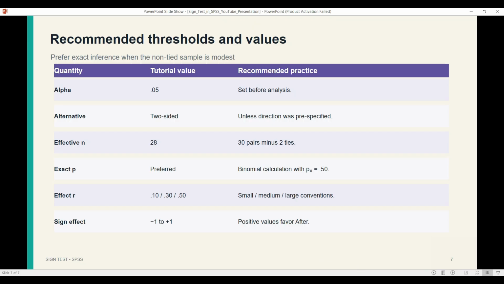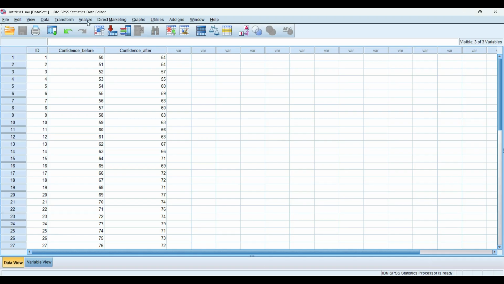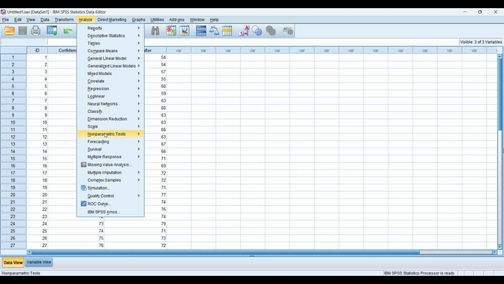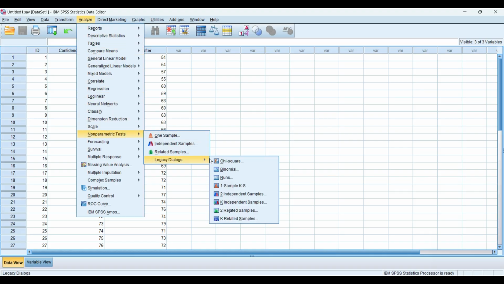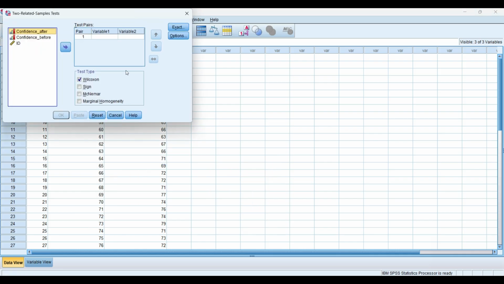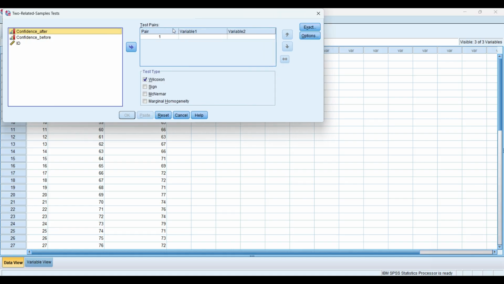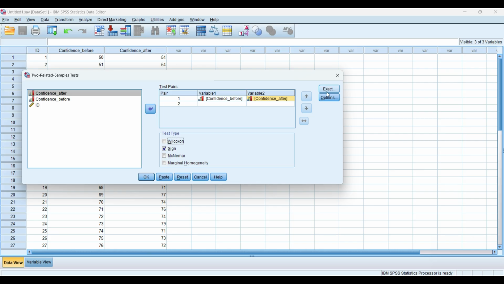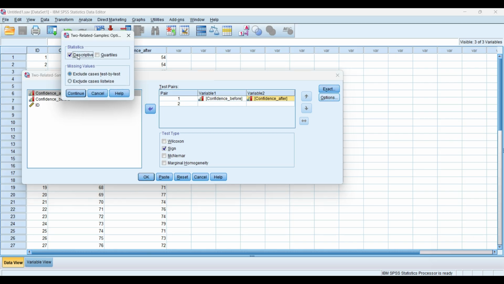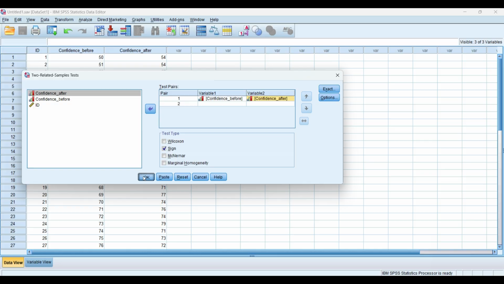Now we come back to our data and perform the sign test. Click on Analyze, Nonparametric Tests, Legacy Dialogs, and then click on 2 Related Samples. We put the data into variable 1 and variable 2: variable 1 as confidence before training, and then confidence after training. We are going to do the sign test instead of the Wilcoxon test. We also need the descriptive statistics, so click on the check box, then Continue, then OK.